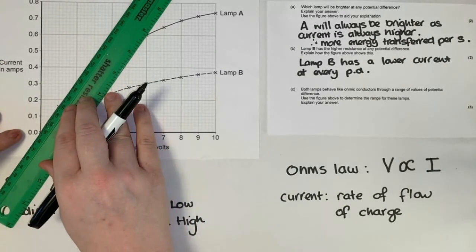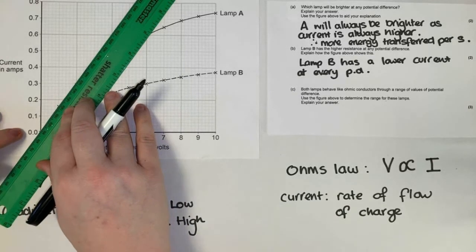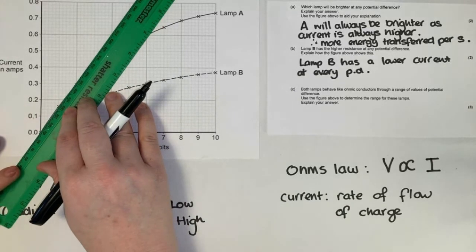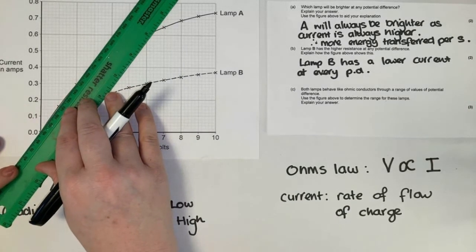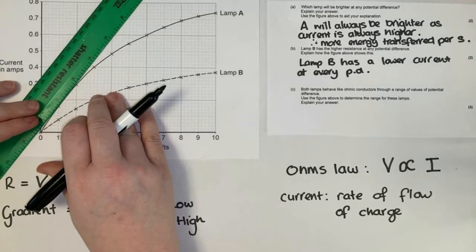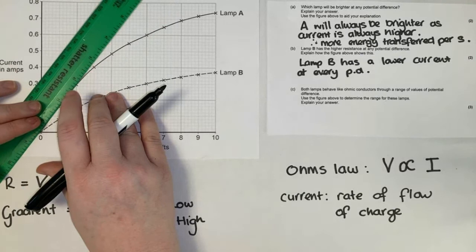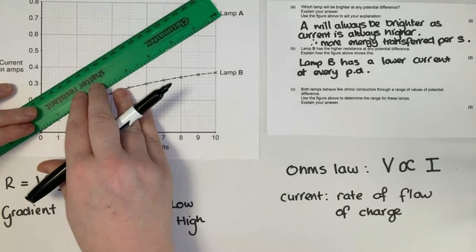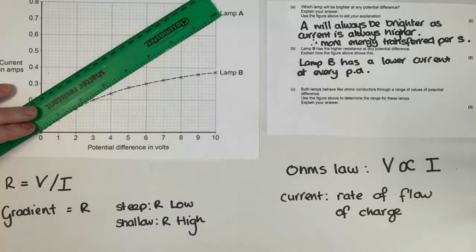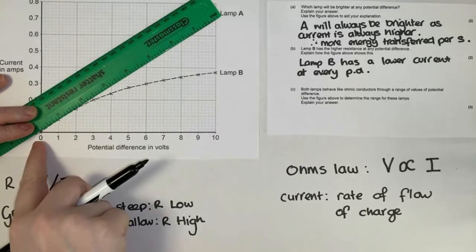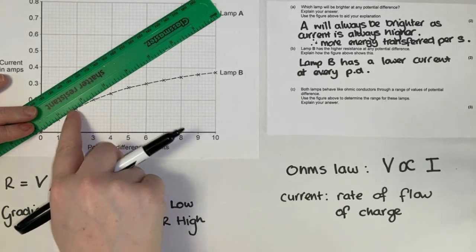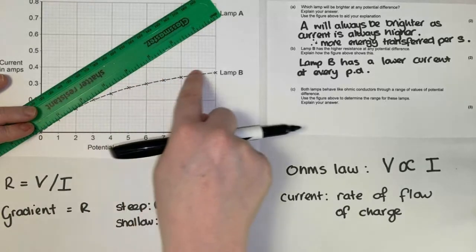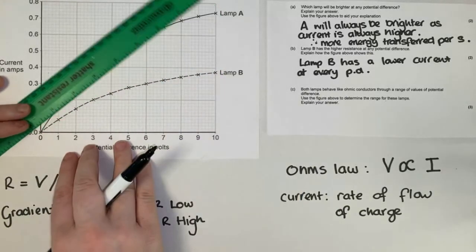So if I line this up here, you can see that for the first part of my line, from 0 to 2 volts, that is a straight line, or very close to. And the same thing happens if we look at the line for lamp B. You have a straight line from 0 to 2 volts, and then it's after that point that it starts curving away from that straight line.